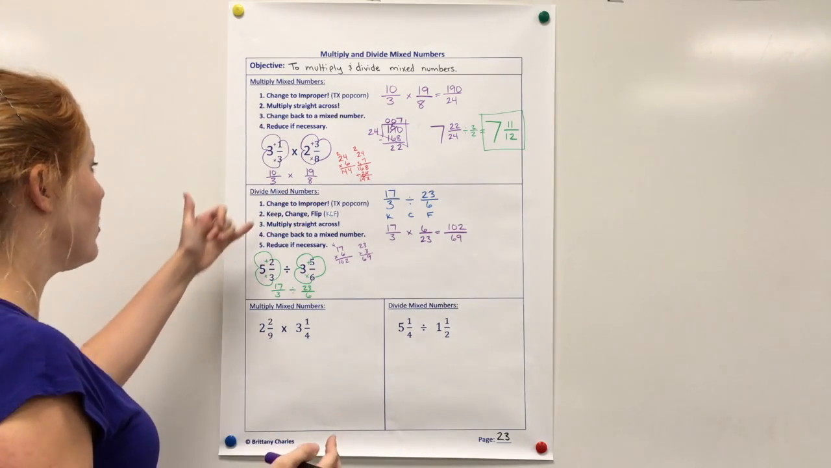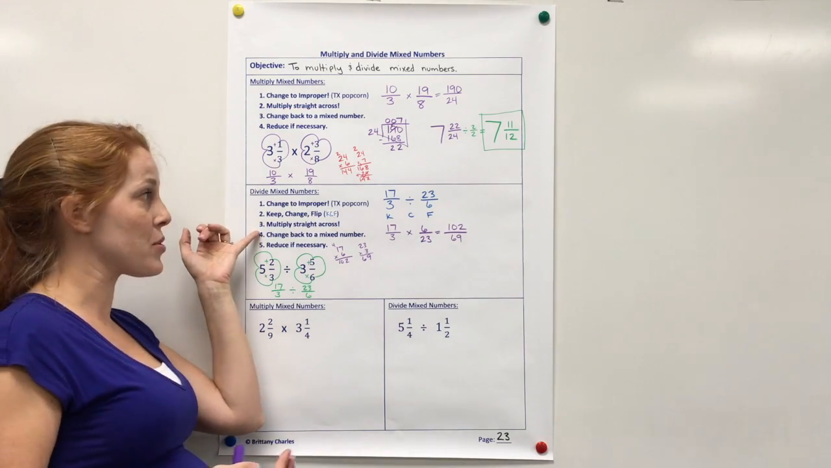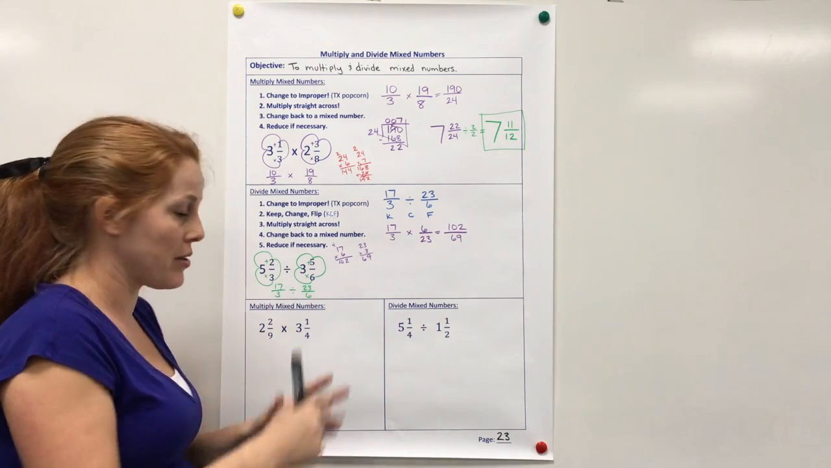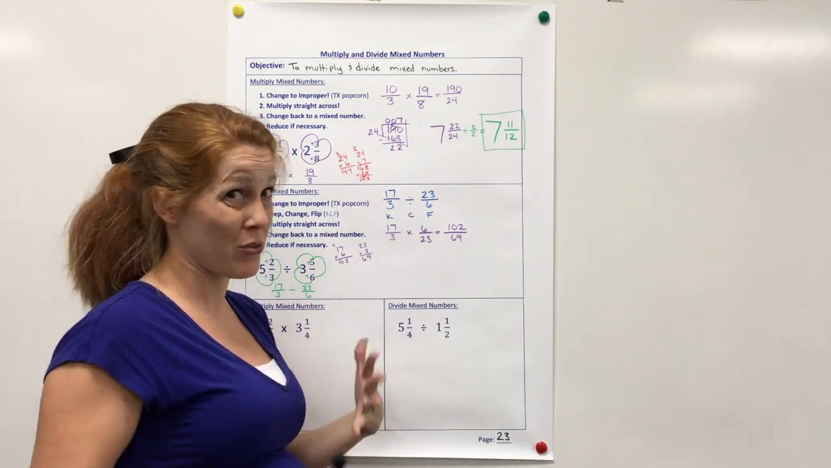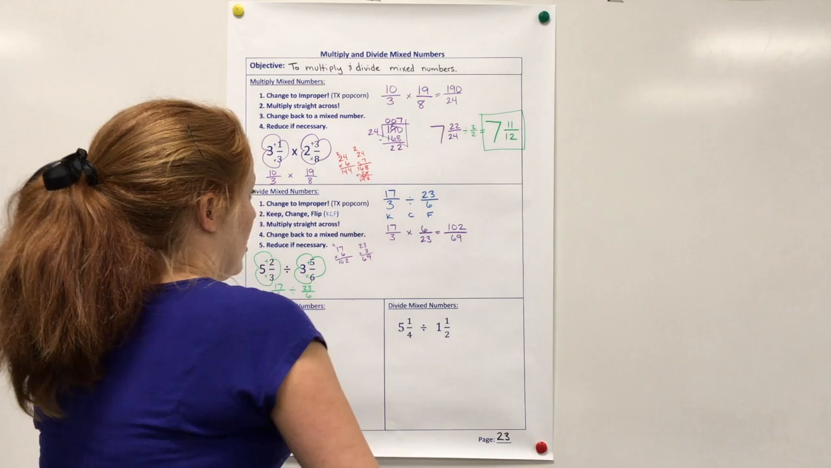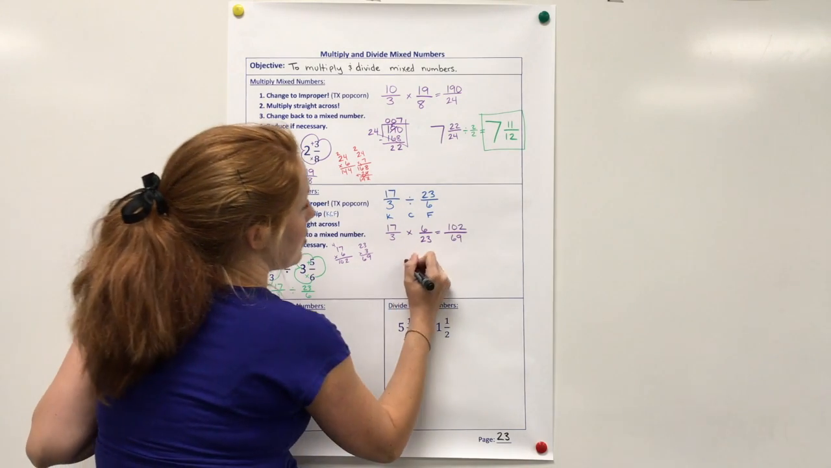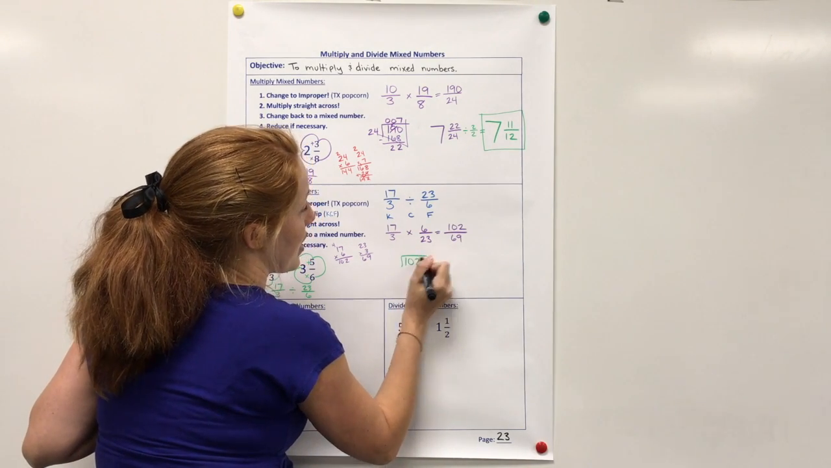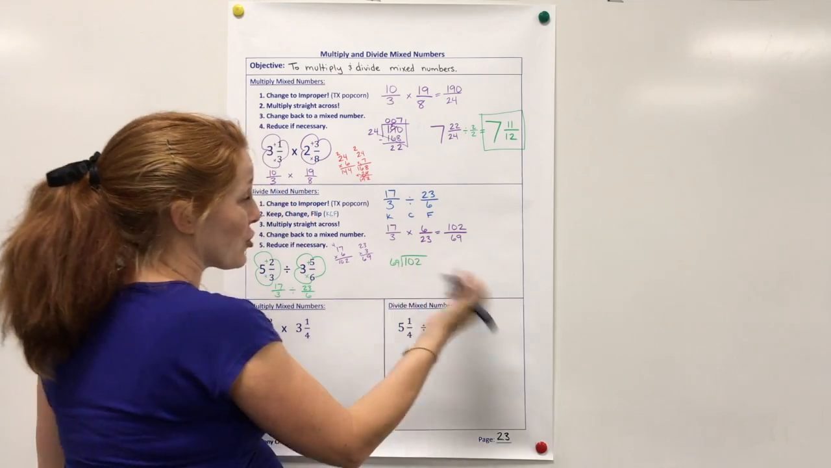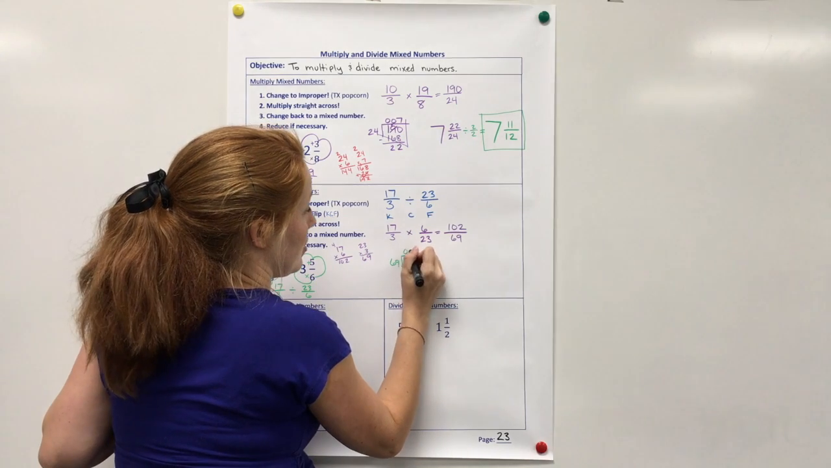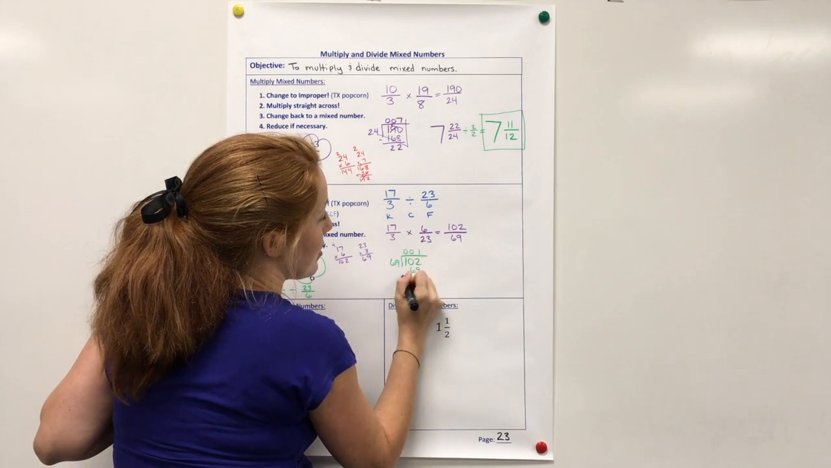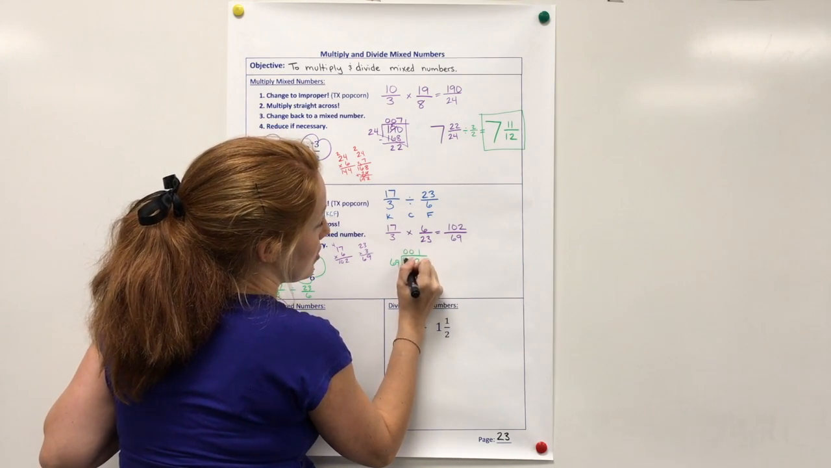Okay, now I can change it back to a mixed number. Again, you could reduce first if you want, but I'm going to change it back to a mixed number because it's maybe not so obvious what I could reduce by yet. So I'm going to divide 102 divided by 69, which actually isn't too difficult to divide because I know it's only going to go in once, which is 69, and then I can reduce.